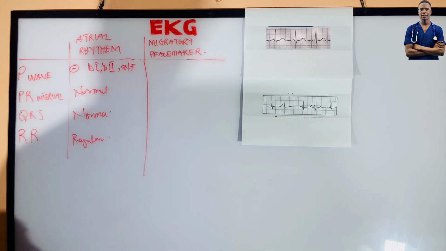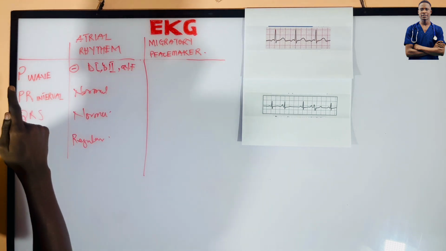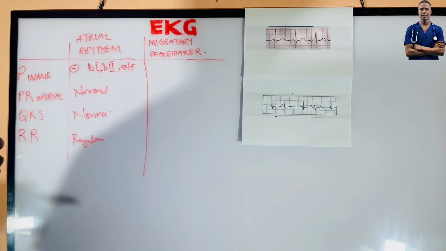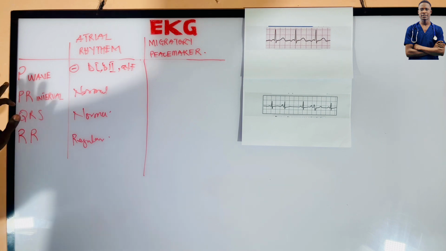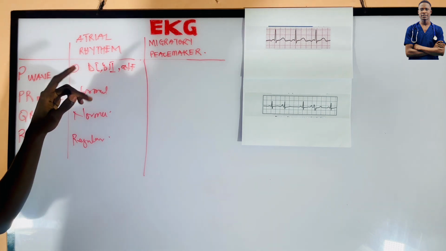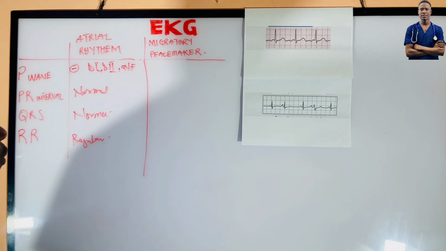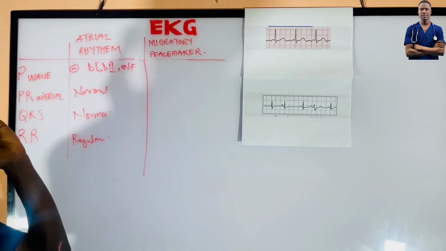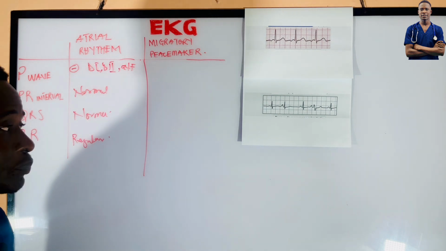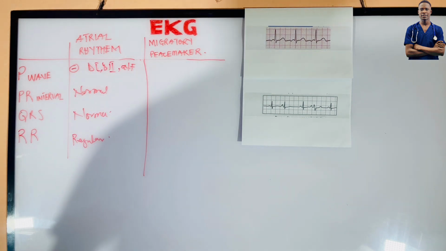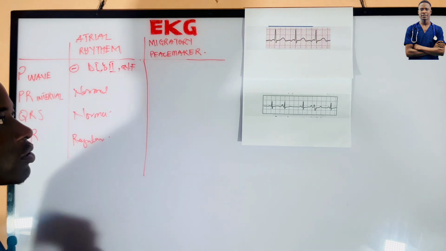So if we check from our previous video, the only difference between atrial rhythm and the sinus rhythm is the P wave. For the sinus rhythm, the P wave is positive. For the atrial rhythm, the P wave is negative. So when you take the graph, you should be able to differentiate between the atrial rhythm, the sinus rhythm, and also the migratory pacemaker. Now, let's look at the migratory pacemaker. But before that, let's look at how we can identify it on the graph.